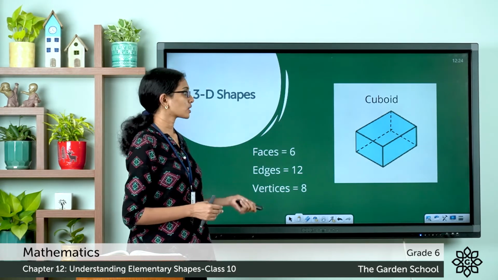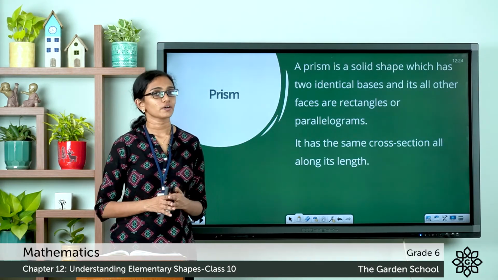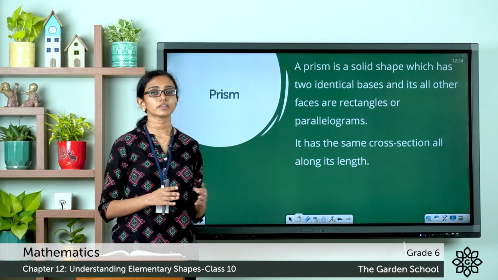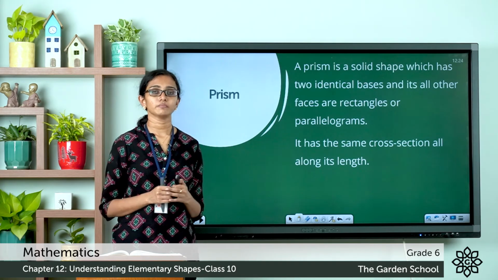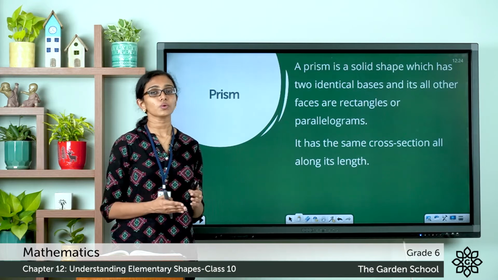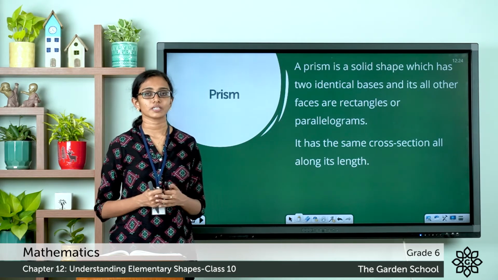Now, let's talk about prisms. So, this is a special kind of solid shape. A prism is a solid shape which has got two identical bases and the cross section along its length will be the same. Now, what is cross section?